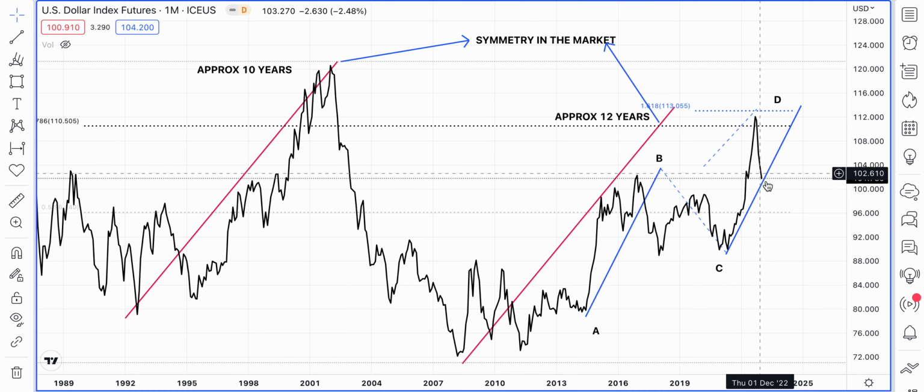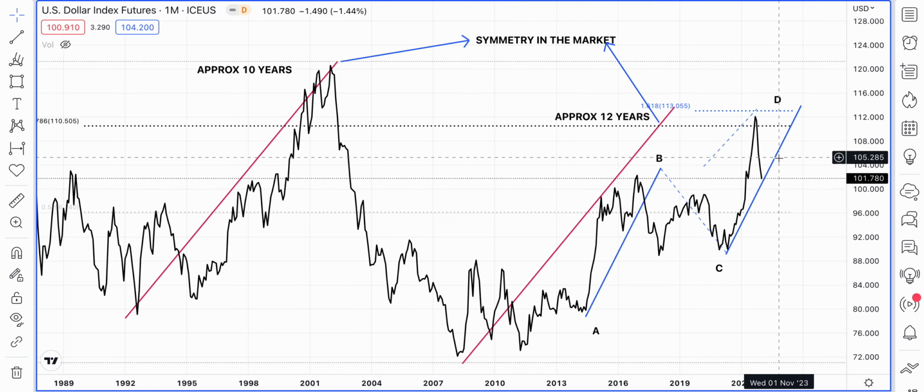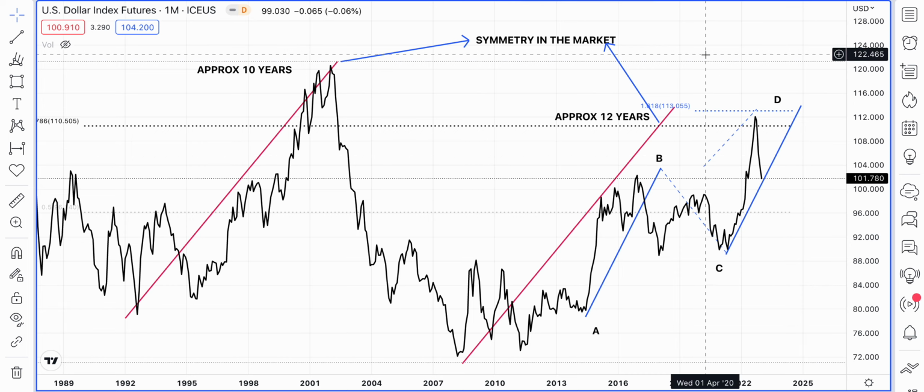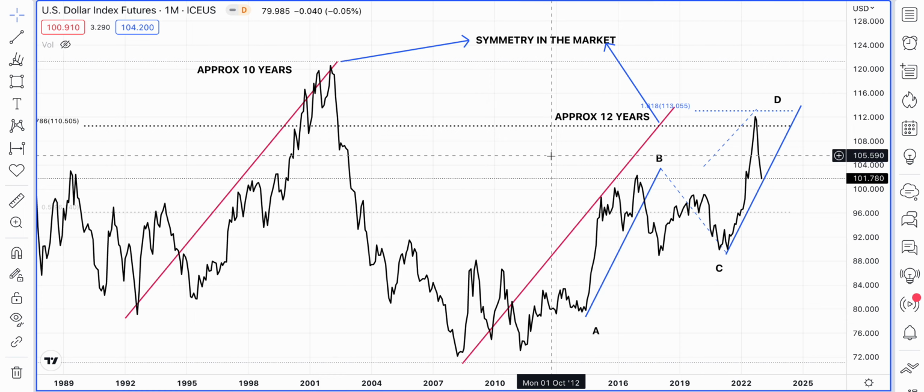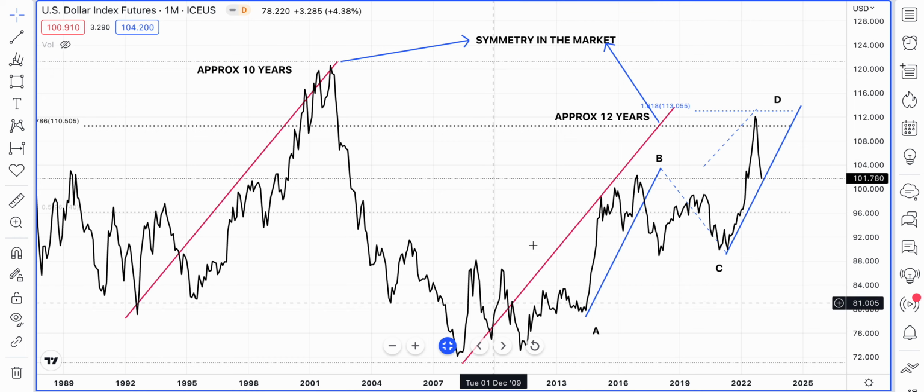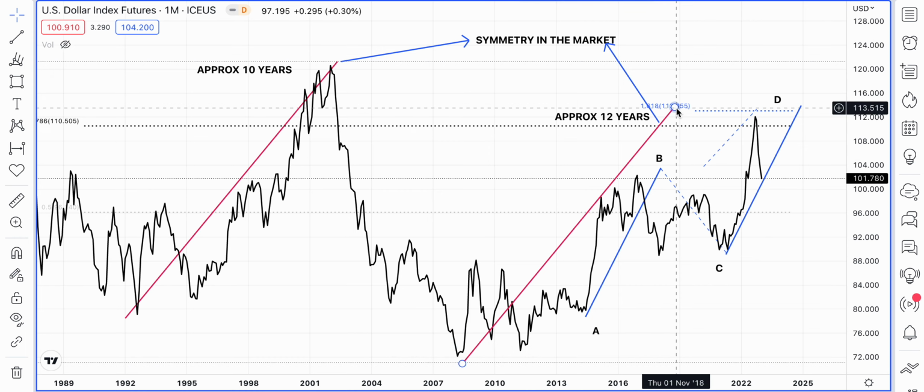So I wouldn't be surprised if the dollar finds some support here and we begin to rally, and then we'll have to watch where this rally will terminate. Most likely at the 38.2% Fibonacci retracement level, but I will update you on a weekly or daily basis. And also, this rally from 2011 took approximately 12 years.